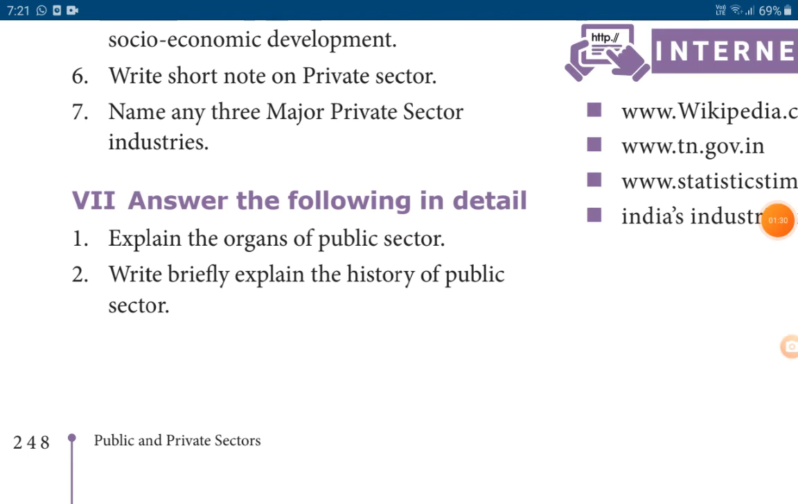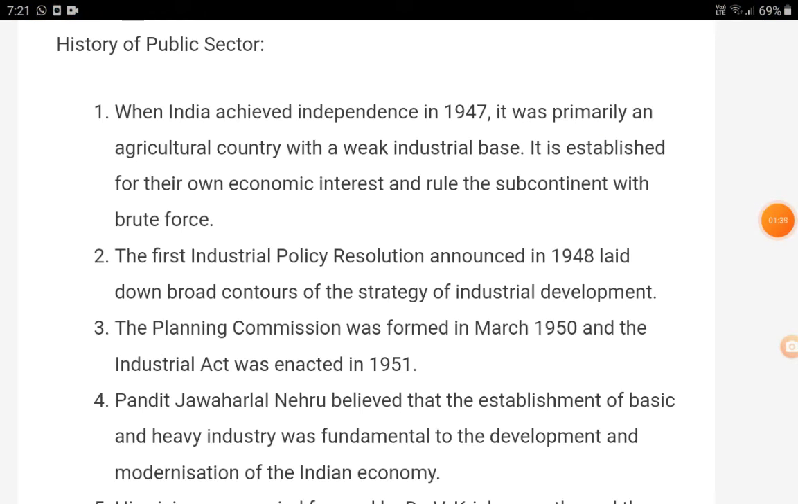Second question, write briefly, explain the history of public sector. History of public sector. When India achieved independence in 1947, it was primarily an agricultural country with a weak industrial base. It is established for their own economic interest and ruled the subcontinent with brute force. The first industrial policy resolution announced in 1948 laid down broad contours of the strategy of industrial development.